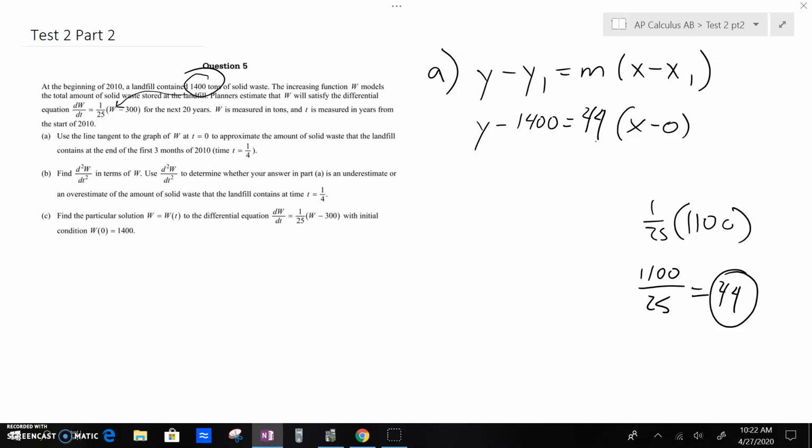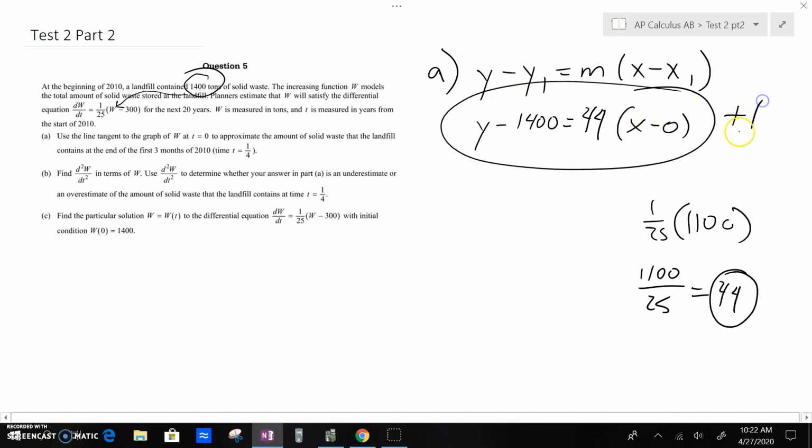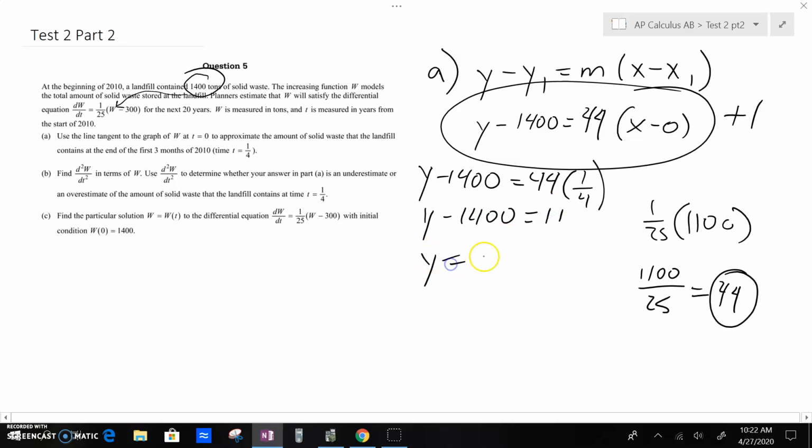You can certainly write it y equals mx plus b if you want. You don't have to, and I actually wouldn't here. You're going to pick up a point for the tangent line, and then we're going to pick up a point for the approximation. So the approximation, and the reason I say not to do it, is we're going to plug in a 1/4 for t. 1/4 times 44, I know that easily. I don't need to mx plus b this thing. That's just an 11. So I've got y minus 1,400 equals 11. So y equals 1,411. So what that's saying is this is an estimate, but that is 1,411 tons of solid waste.